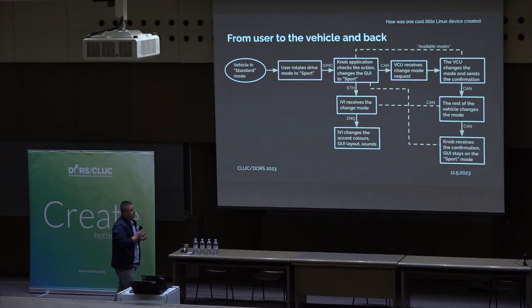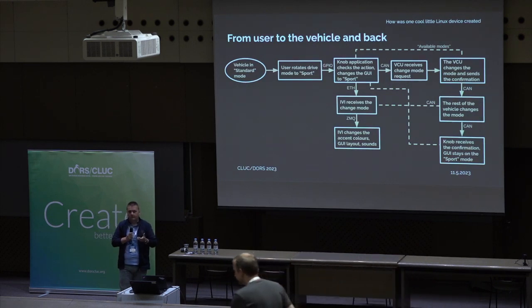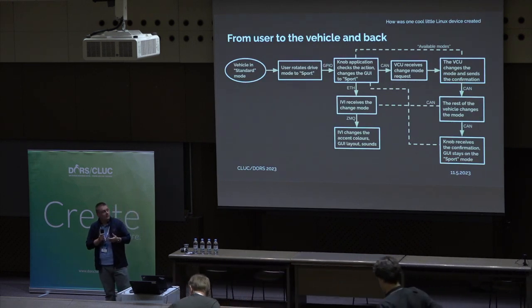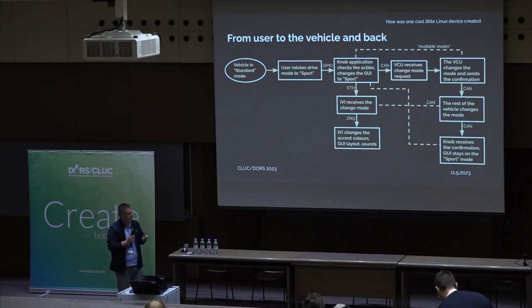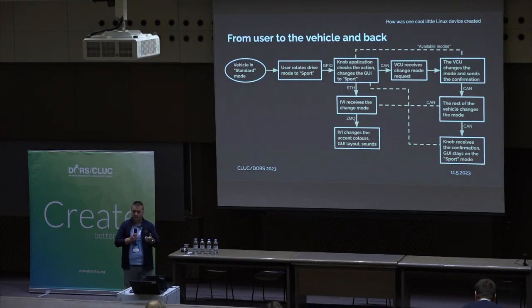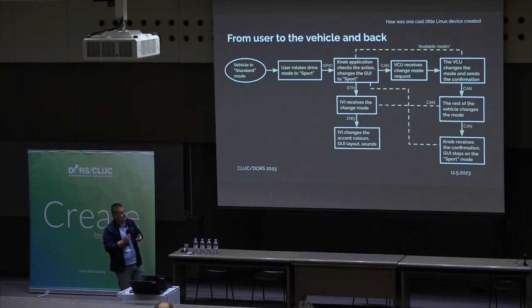And in the meantime, we are also sending the CAN messages to the vehicle control units, which actually check if that action can be done or not. And then if everything went okay, it changes the drive mode for the rest of the vehicle. For example, the rest of the vehicle means the rear spoiler going up, the whole car going down, or the car getting more power and such things.